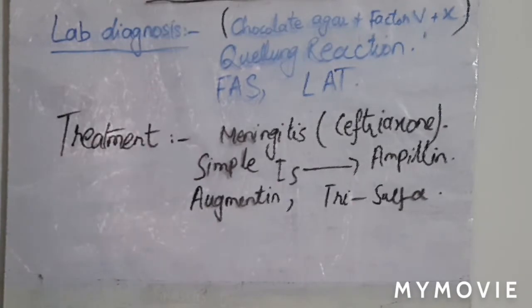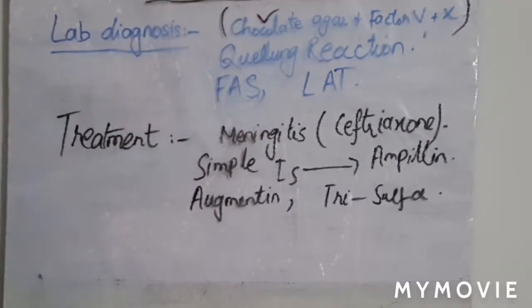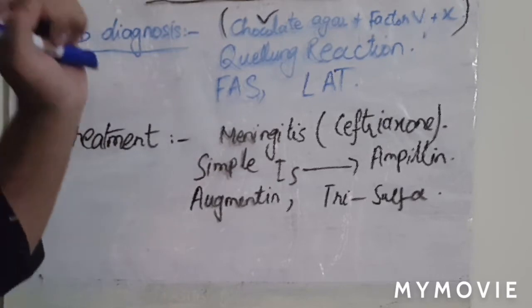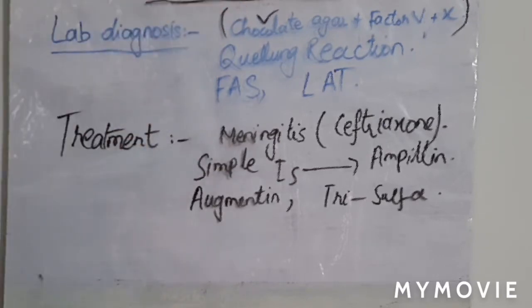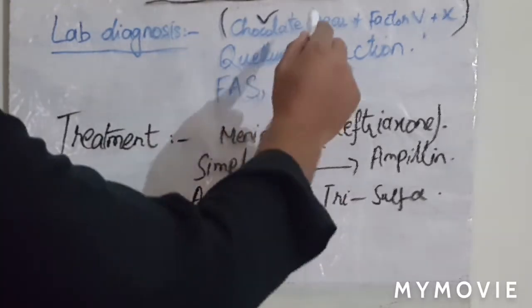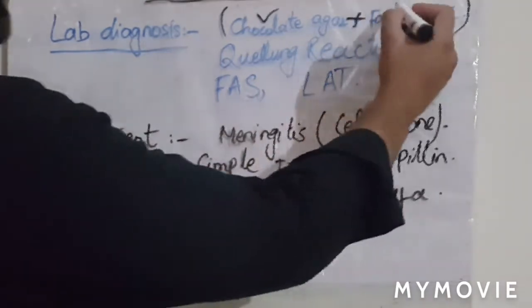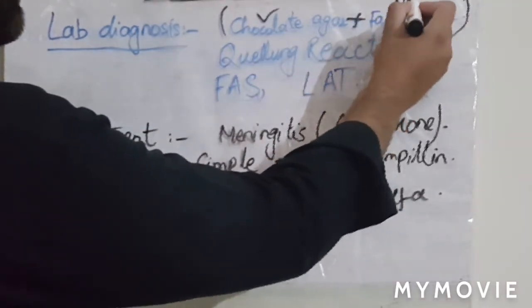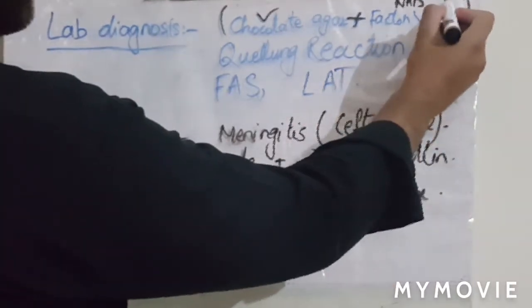What is the lab diagnosis of Haemophilus influenzae? Haemophilus influenzae is grown on chocolate agar. It is heated blood in which the inhibitors that inhibit the growth of Haemophilus influenzae are inactivated. Plus we require factor V, that is nicotinamide adenine dinucleotide. Plus we require factor X, that is heme.